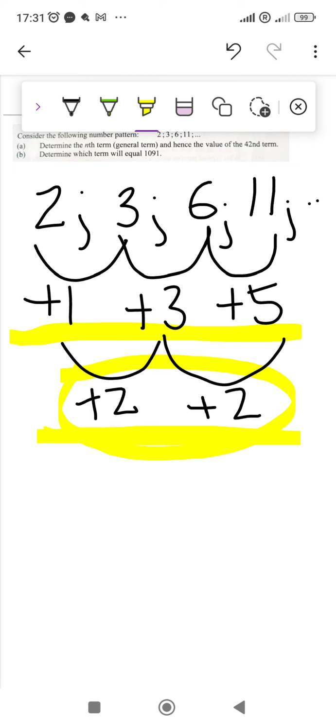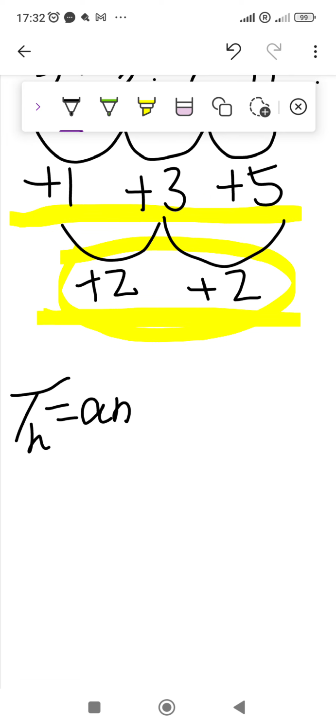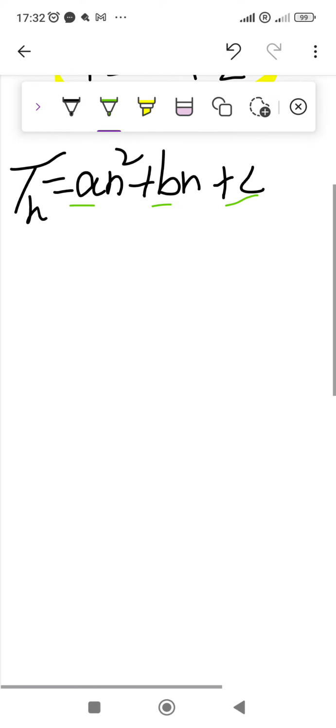Because there's a constant difference in our second level, we know this is a quadratic number pattern, right? And because it's quadratic, it will be in the form Tn equals an squared plus bn plus c, right? We know quadratic refers to squares, so there's our square quadratic number pattern. Okay, so now the only thing left to do is to figure out what these a, b, and c values are. Right, so hopefully we remember when we have a quadratic number pattern, there are three equations that fit, right?